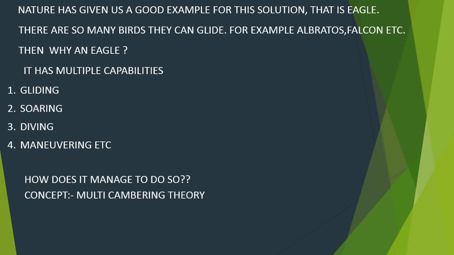There is a reason for choosing an eagle. It has multiple capabilities, for example gliding, soaring, diving and maneuvering. How does it manage to do so? What does it do to do that? The concept behind it is the multi-cambering theory. It can change the camber of its wing to manage to do all these things very perfectly.